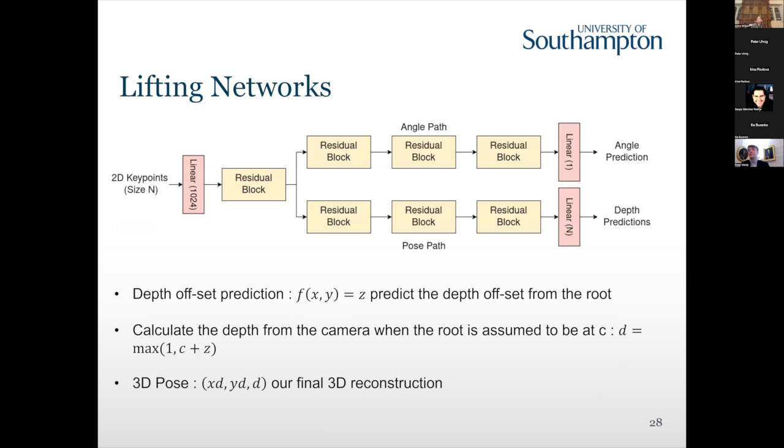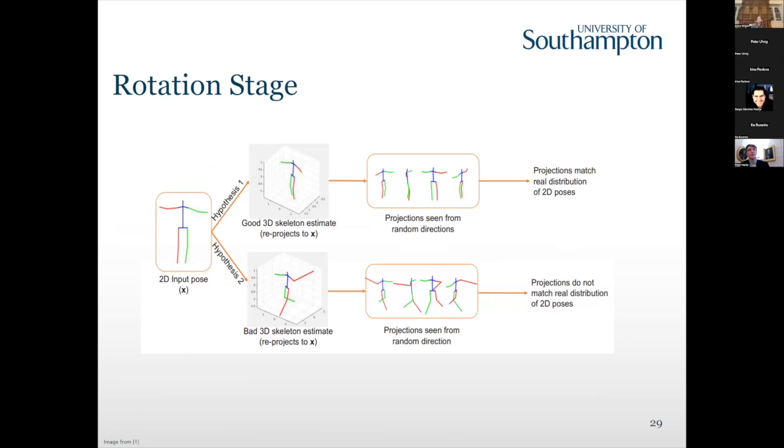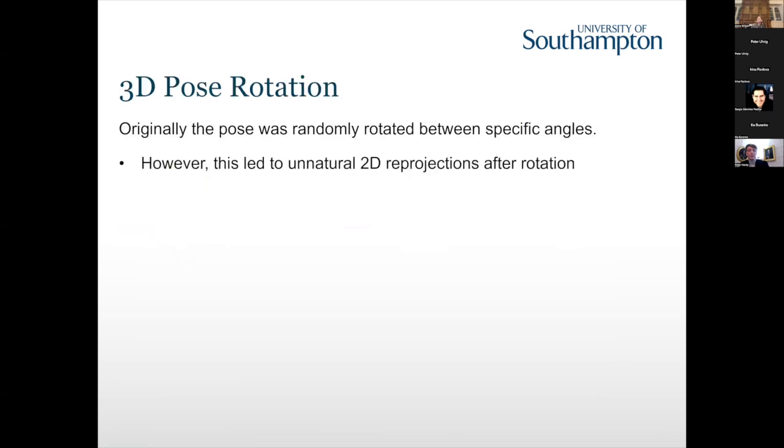So what do I mean by this angle prediction? Well, if you remember earlier, I talked about the rotation which the pose goes through, and then it's reprojected back into 2D. Originally, the pose was randomly rotated. In my original paper, this pose was randomly rotated between specific angles. Along the azimuth angle, it was rotated by 360, so just random anywhere, and the elevation angle was somewhere between 10 and minus 10 degrees.